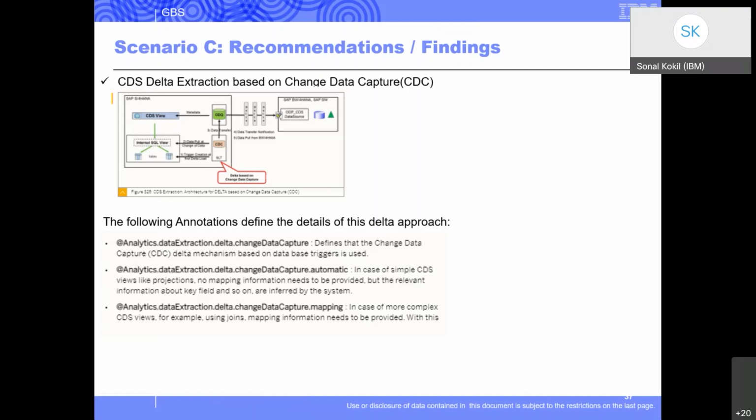Okay, so there is something called database triggers, right? That happens in SLT. In a similar way, here also you will have the database triggers through which your changes are captured. So here you can see there is SLT. Whenever a database trigger happens, your changes are captured, moved to ODQ, and through ODQ you can access it in BW. So again, these are annotations which you need to define in CDS.